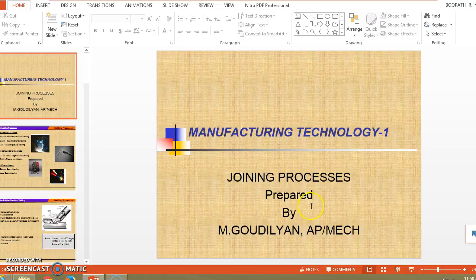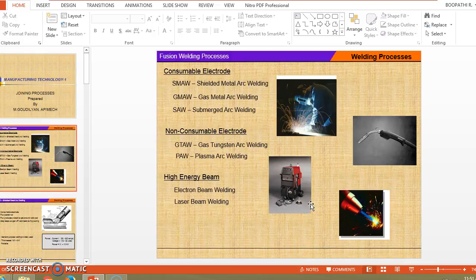There are many techniques in joining process. They are mechanical joining, electrical and electronic joining. In mechanical joining, welding, soldering, brazing, adhesive bonding, riveting, and screwed fastening are included. In electrical and electronic joining, soft soldering, hot soldering and crimping are used. And the next slide is fusion welding process.